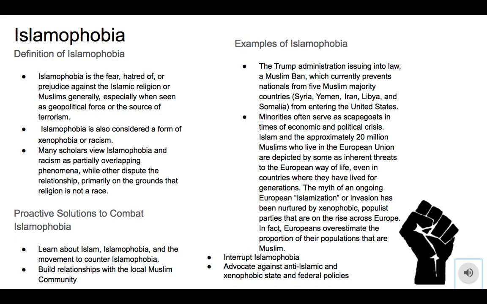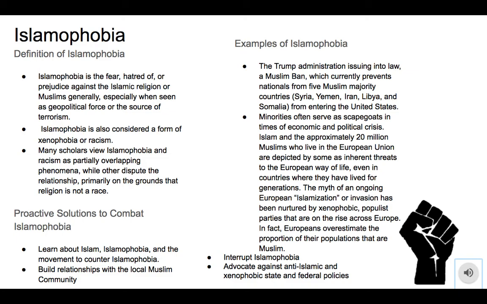So another way you can make sure that you're countering Islamophobia is also just interrupting Islamophobia wherever you hear it, especially where you hear it. If you hear it from friends, if you hear it from family members, co-workers, stop them and just have a conversation about the comments they're saying.